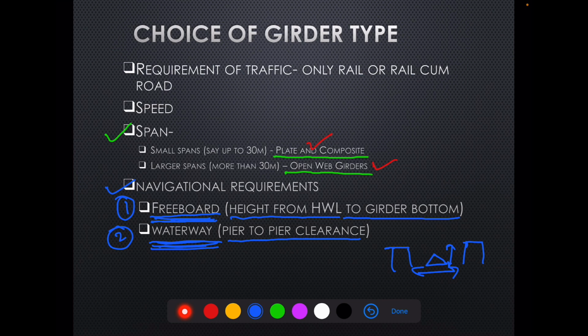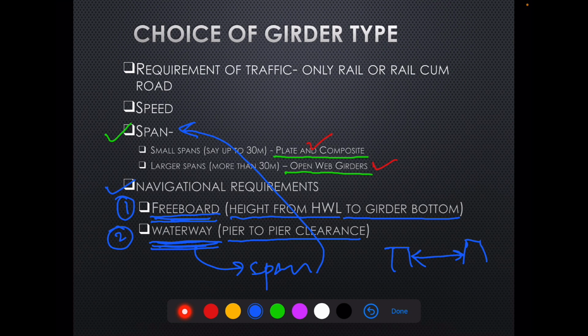How freeboard affects our choice, we have already seen. How waterway affects our choice: the clear waterway decides the span of the bridge. So again, we have come back to span, and how span decides the choice of girder we have seen.